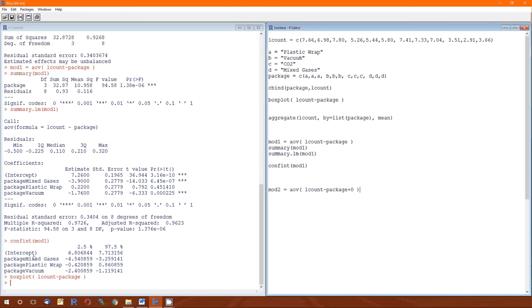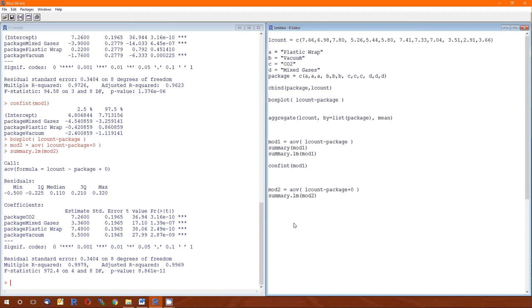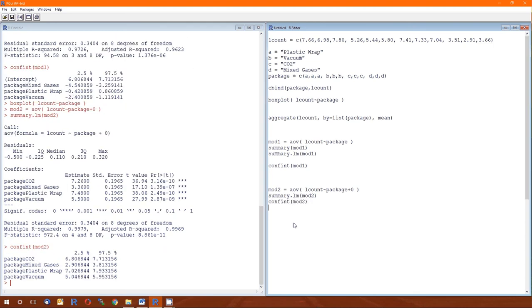If the intercept is forced to be zero, then you're going to get four rows that are outputted. One for mu CO2, one for mu mixed gases, one for mu plastic wrap, one for mu vacuum. And we can get confidence intervals on those. So we're 95% confident that mu CO2 is between 6.8 and 7.7, that mu mixed gases is between 2.9 and 3.8, that mu plastic wrap is between 7.0 and 7.9, and mu vacuum is between 5.0 and 5.9. Don't get into the habit of doing this, because once we move beyond this simple case of one-way analysis of variance, you're not going to be able to do this.